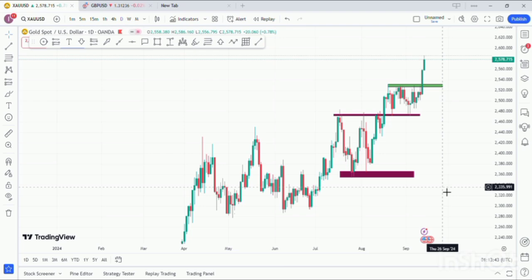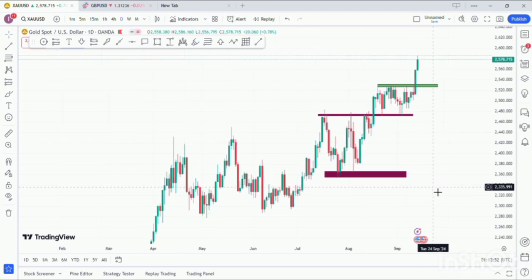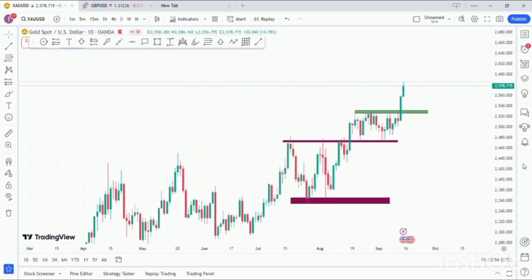Alright guys, so welcome back. Just like we said, this is XAUUSD on a daily time frame on my screen. So we are just going to dive in real quick without wasting much time.